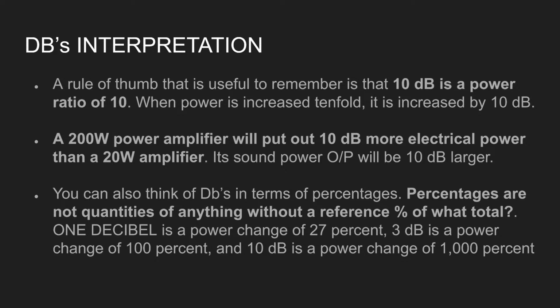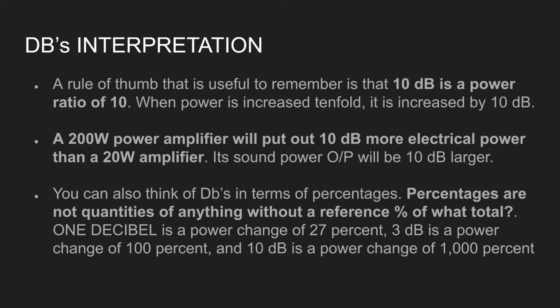Before we carry on to peak and RMS, I want to tell you a bit about how you interpret dBs. So we're back to the rule of thumb. 10 dB is a power ratio of 10. So when power is increased tenfold, it's increased by 10 dB. It's a good way to see it. Imagine I have one ice cream. I increase the ice cream level by 10 dB. Now I have 10 ice creams. That's a rule of thumb to organize your head around this.